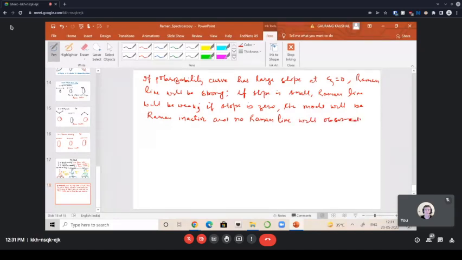Okay, so what you can say is that symmetric vibration gives rise to the intense Raman lines. Non-symmetric ones are usually weak, sometimes unobservable. Okay, a symmetric stretching mode will give you the strong Raman line. So in general, symmetric vibration gives you the intense Raman line.